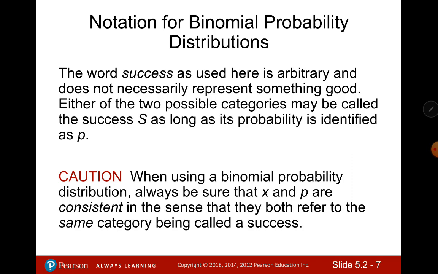But make sure you understand here, x always means the number of successes, and p always means the probability of getting one success. So these two notations should always be consistent. They are always related to success. x always means how many successes we have, and p always means the probability of a success.